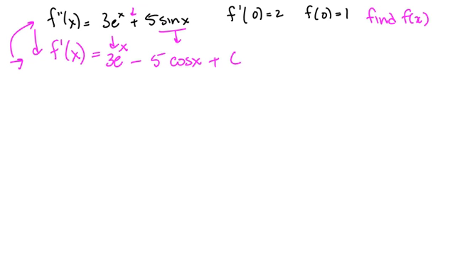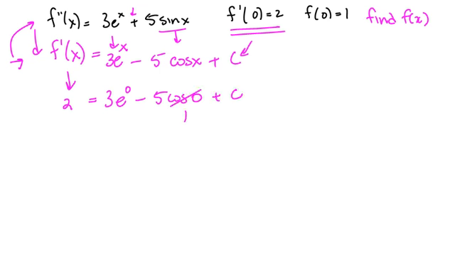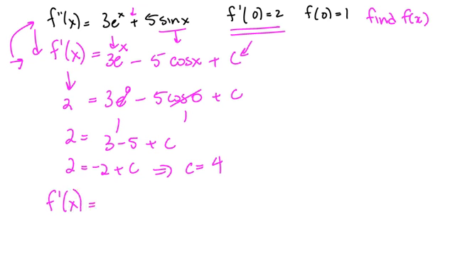So again, we've got a family of curves, and we don't know what c is until we apply this initial condition. So when the derivative is equal to 2, when x is 0. Now cos of 0 is 1, e to the 0 is 1, so I've got 2 equals 3 minus 5 plus c. So 2 equals negative 2 plus c, so that means c equals 4. So in conclusion, for this first derivative, I've now got all the information I need to pinpoint which curve it is. It's got a y-intercept of 4.